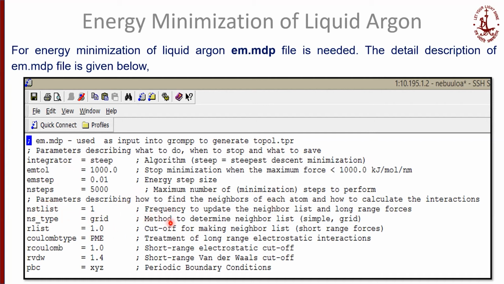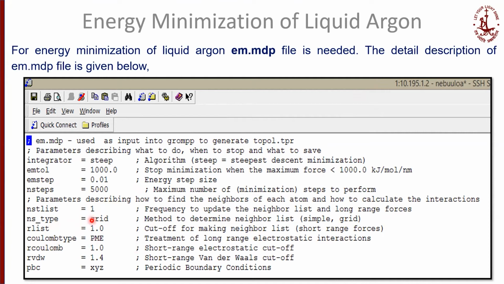NST list is equal to 1. Frequency to update the neighbor list and long range forces, as to how many times you are taking into consideration, as to around each argon atom, how many different argon atoms can come. NS type grid. How do you determine the neighbor list, that around this argon atom or around number 50 argon atom, how many other argon atoms will come? That is determined using the grid method.